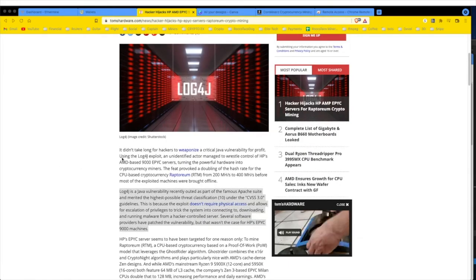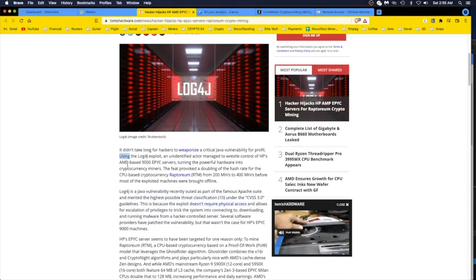So here's what they did. It's pretty amazing. It didn't take long for the hackers to weaponize a critical Java vulnerability for profit, using the log4j exploit. Log4j is a library, an import dependency in the Java ecosystem. You just import it and you can do logging, stuff like that. It's just a library of classes and methods you use. So they found a vulnerability, and you can basically run an executable, I think, by calling a log4j class, kicking off some code, probably the XMRig or CPU miner, one of those Raptoreum mining executables. That's most likely what they did. They just ran crazy on these super powerful servers.